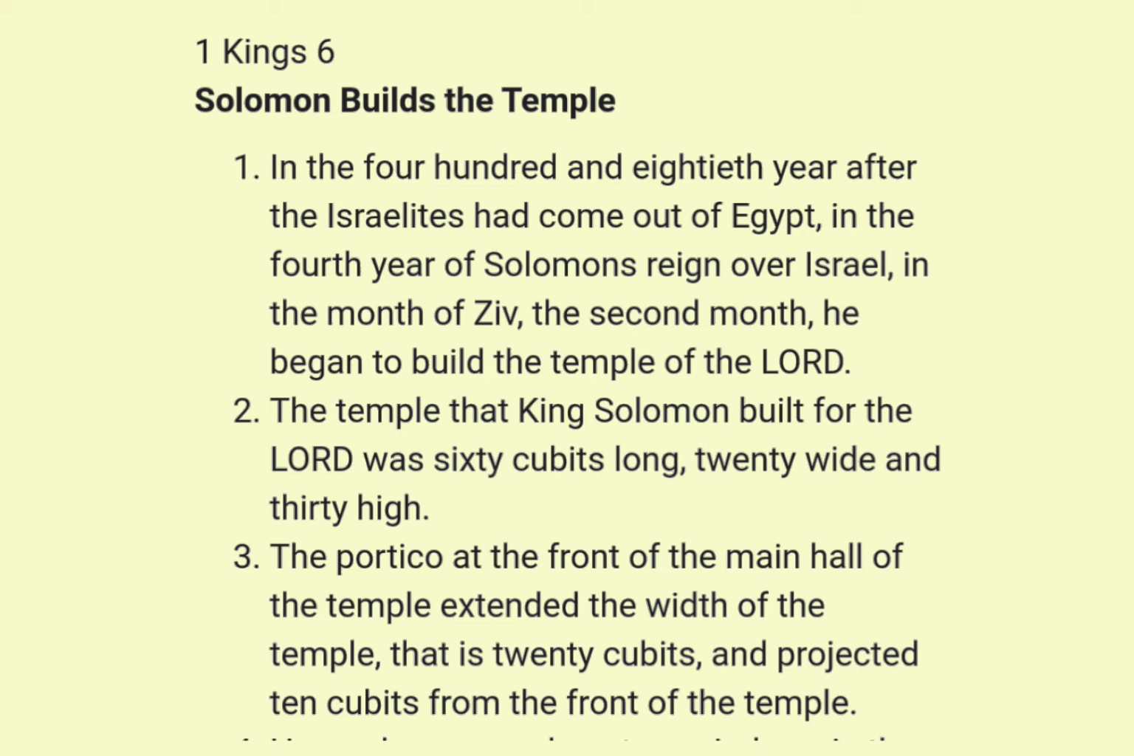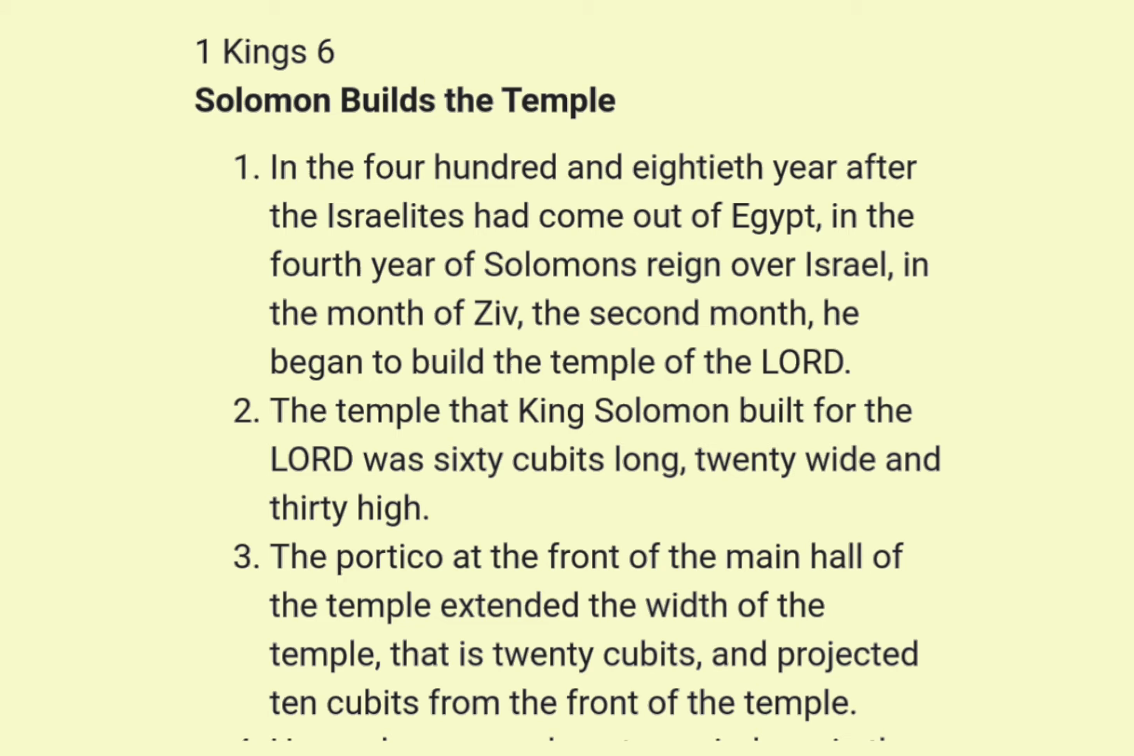Chapter 6. In the 480th year after the Israelites had come out of Egypt, in the 4th year of Solomon's reign over Israel, in the month of Ziv, the 2nd month, he began to build the temple of the Lord. The temple that King Solomon built for the Lord was 60 cubits long, 20 wide, and 30 high.